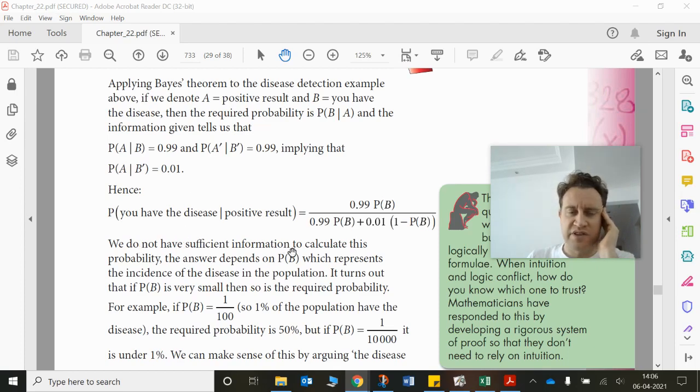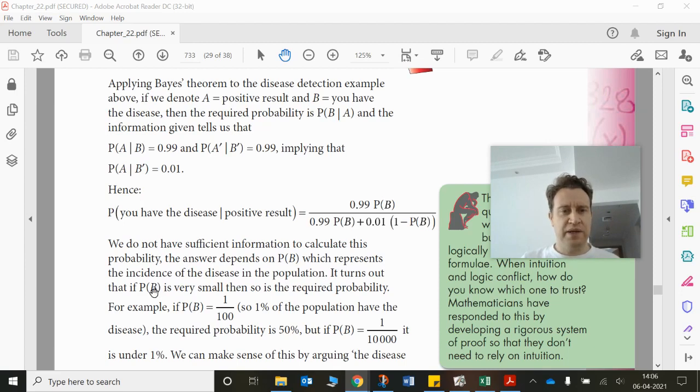It says here, we do not have sufficient information to calculate this probability because the answer depends on the probability of B, which turns out to be the incidence of the disease in the population. So B is the event that you have the disease, and A is the event that there's a positive result. The probability of having the disease is dependent on the incidence of the disease in the population, how common this is in the population.